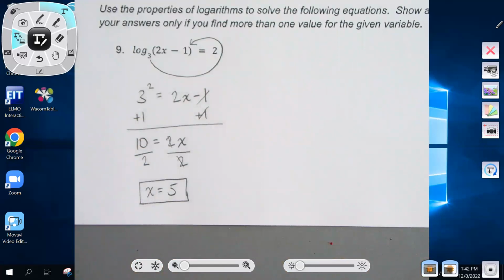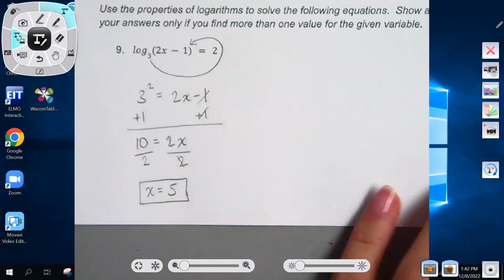Any questions on the first page? All right.